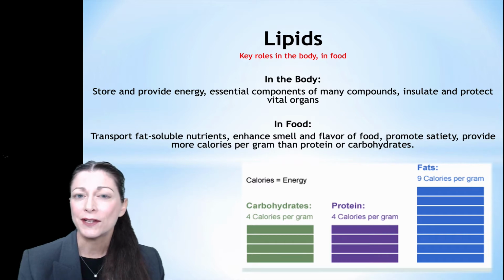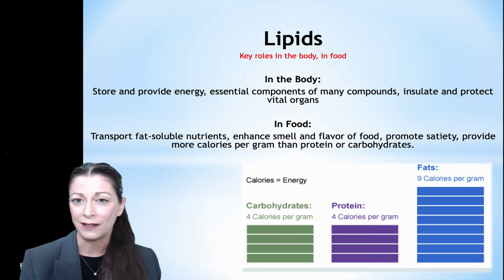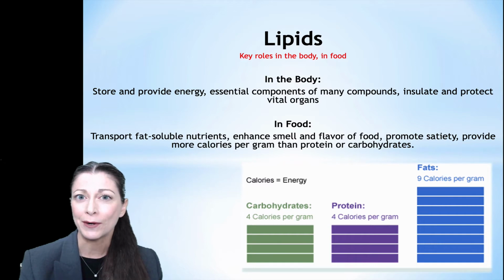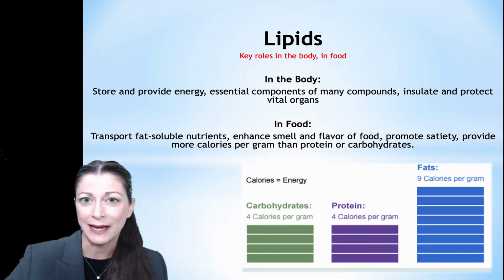They promote a sense of satiety when we're eating, and they provide more calories per gram than the other two macronutrients. So this graphic should look familiar. We've seen this in other lectures. Carbohydrates and proteins contain 4 calories per gram. Fats contain 9 calories per gram. That's more than twice as much energy from fat than from carbohydrates or proteins. But remember, a healthy diet consists of all 3 of these macronutrients in the quantities specified in the AMDR.